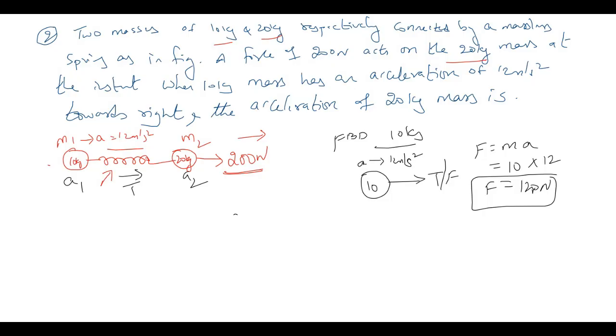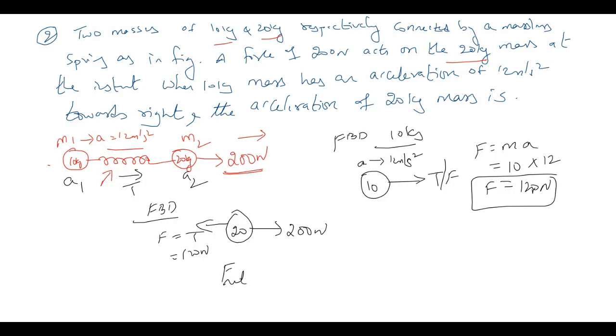Okay. Now for the 20 kg mass, what will be the tension? So let us take a free body diagram for the 20 kg mass. For the 20 kg mass, here we are applying 200 Newton this side. Tension will be this side now. So tension is how much? This side, this force. Tension and force are the same. This side, what will be the tension? 120 Newton. Then what will be the net acceleration?